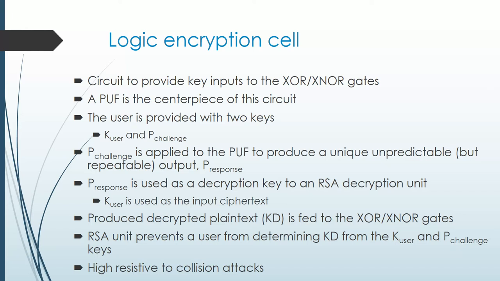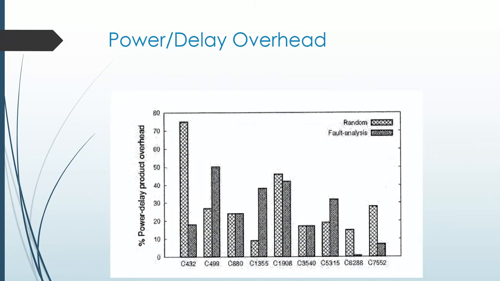The p-response is used as a decryption key to an RSA decryption unit, and the user key is used as the input ciphertext. So the produced decrypted plaintext, KD, is fed to the XOR and XNOR gate as key. With this, the RSA unit prevents the user from determining KD, the actual logic decryption key, from the user key and challenge bits which the user has. And this method is highly resistive to collision attacks.